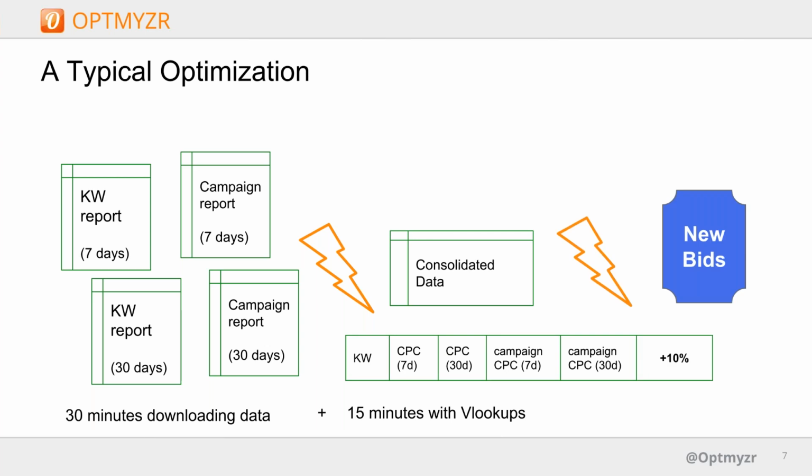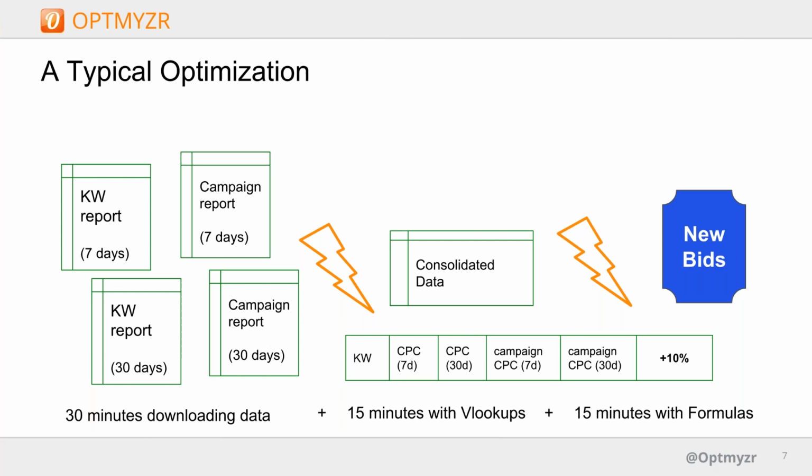And then the final part of the process is now that everything is nicely on one row, you can actually use those data points to calculate what your new bid should be. So maybe you decide based on the data for this one keyword that using formulas, the new bid should come out to a 10% increase. Okay, so that's what a typical optimization looks like. That's what a lot of people do. They spend a lot of time in Excel doing VLOOKUPs, building formulas, populating the spreadsheet with the freshest data, et cetera, et cetera.